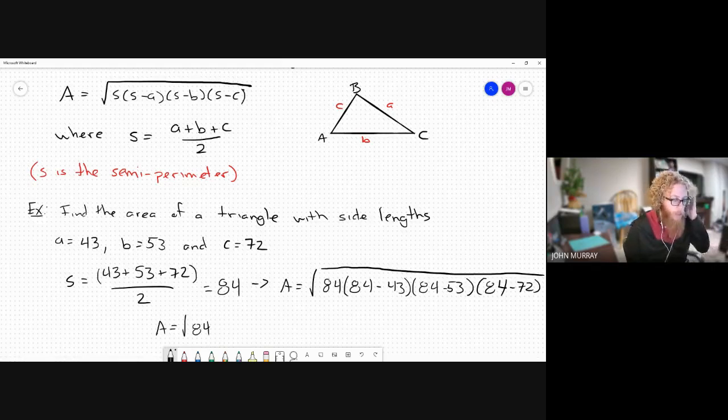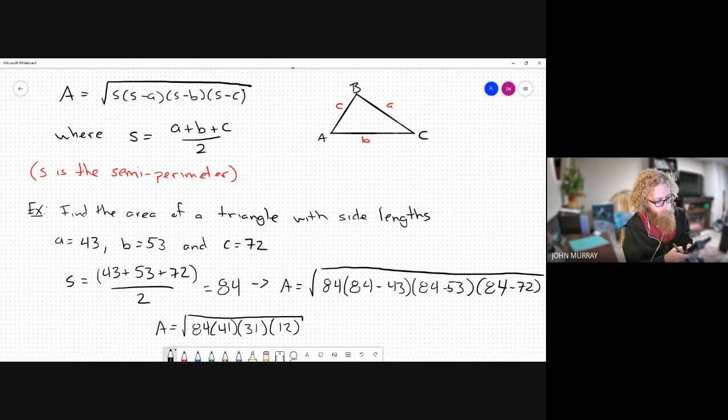84 minus 43 is 41. 84 minus 53 is 31. And then 84 minus 72 is 12. Right, I think. Yeah, 12. So you can type it all in at once, but I'm going to do it step by step. So 84 times 41 times 31 times 12.